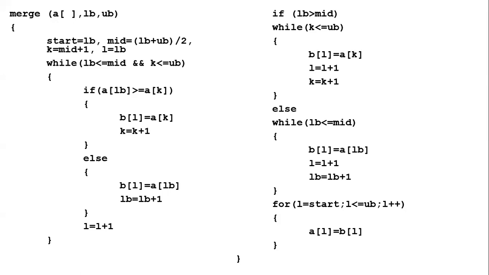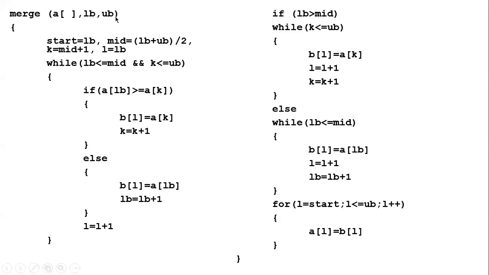I need not pass mid here. In this case, there is no need to pass mid because the mid will be calculated in this place. So mid has been calculated in this place, so no need to pass mid here. Now it is recursively sorted by merge sort.